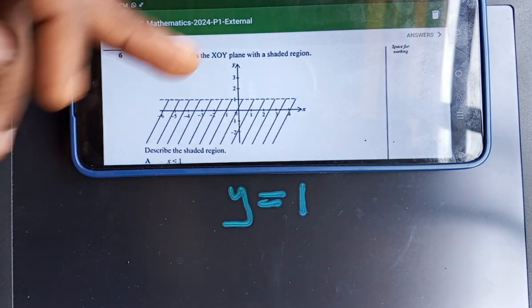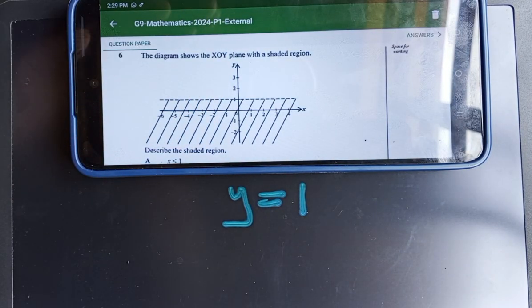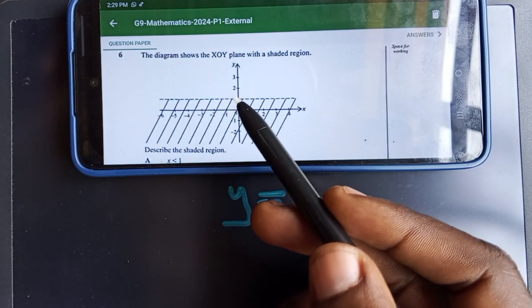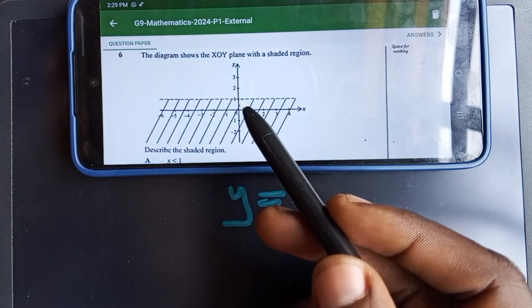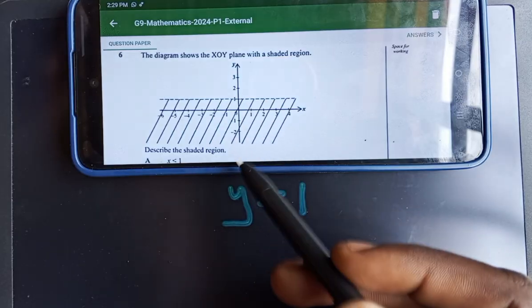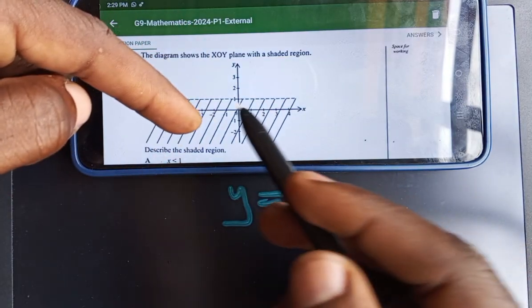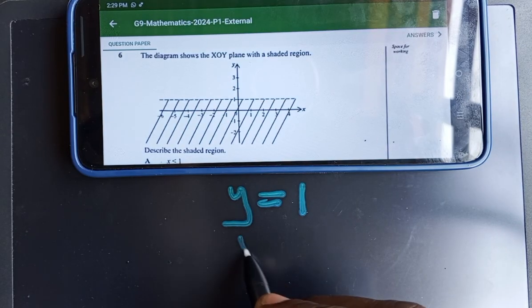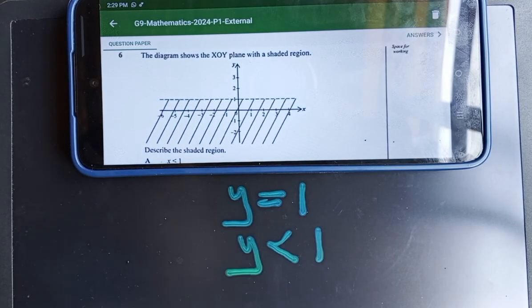1. Now looking at the part which is being shaded, it is a less than part. It is below. As you can see, there is 1 here. There will be 0, there will be -1. As you are moving down, the values of y are reducing. So this part below, where it's being shaded, is a less than sign. So I'm going to write y less than 1.